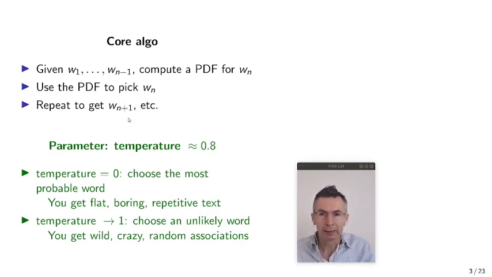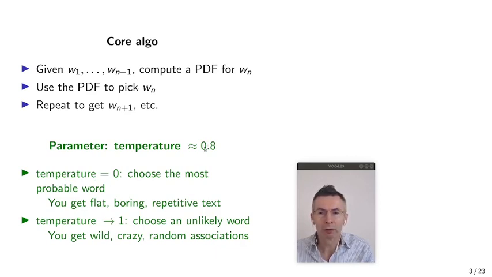Immediately, just in that little explanation there, you can see that there's going to be an important parameter, which is called temperature, in fact. So if temperature is 0, then in this second step, we will pick the most probable word according to that probability density function. And if you do that, then you get flat, boring, and repetitive text, which is quite predictable because it's always picking the most probable word.